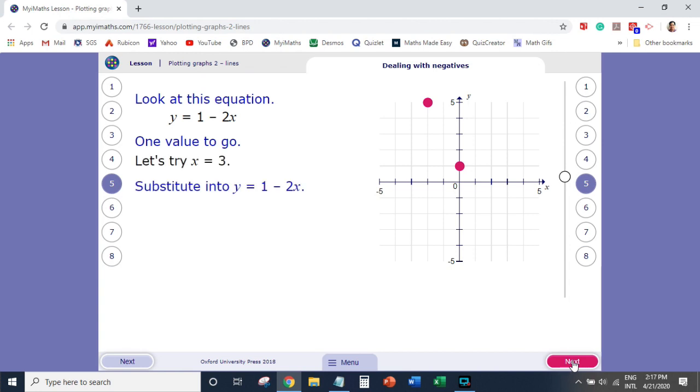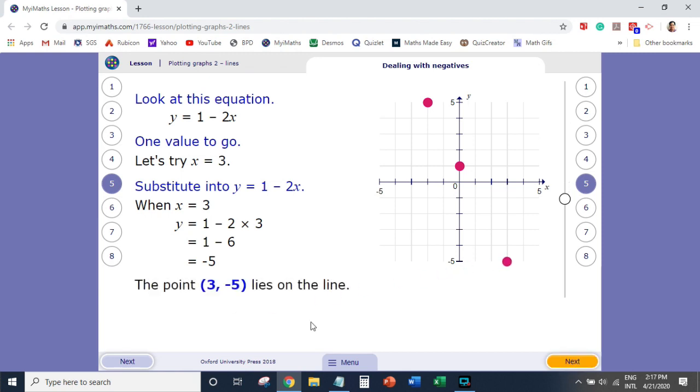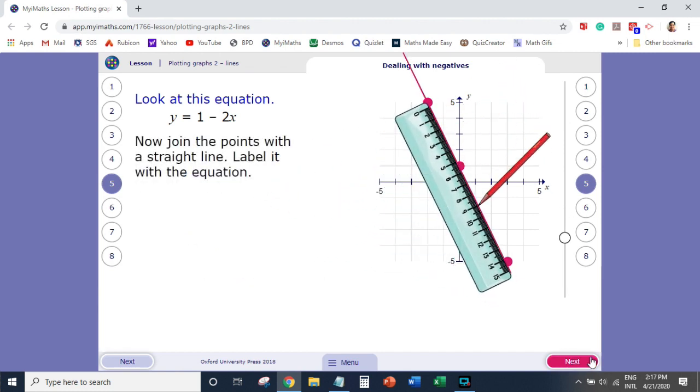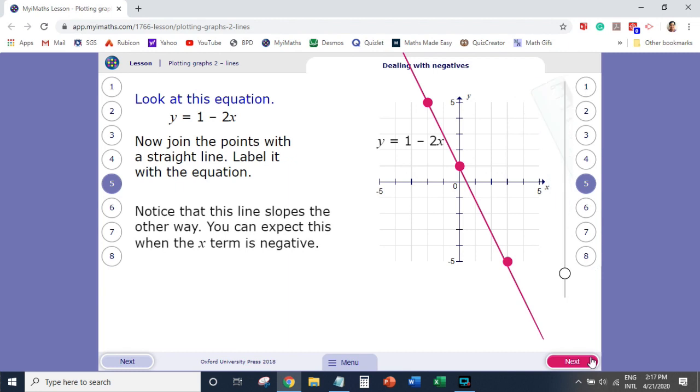One value to go. Let's try x equals 3. Substitute into the equation y equals 1 minus 2x. So we will change now the x into 3 like this. So copy 1, copy minus 2, parentheses 3. Multiply first. Negative 2 times 3 is negative 6. And then 1 minus 6 is negative 5. So if x is 3, our y is negative 5. Here's the point. Then we are going to connect that with ruler and pencil. And then we have to write the equation beside the line.